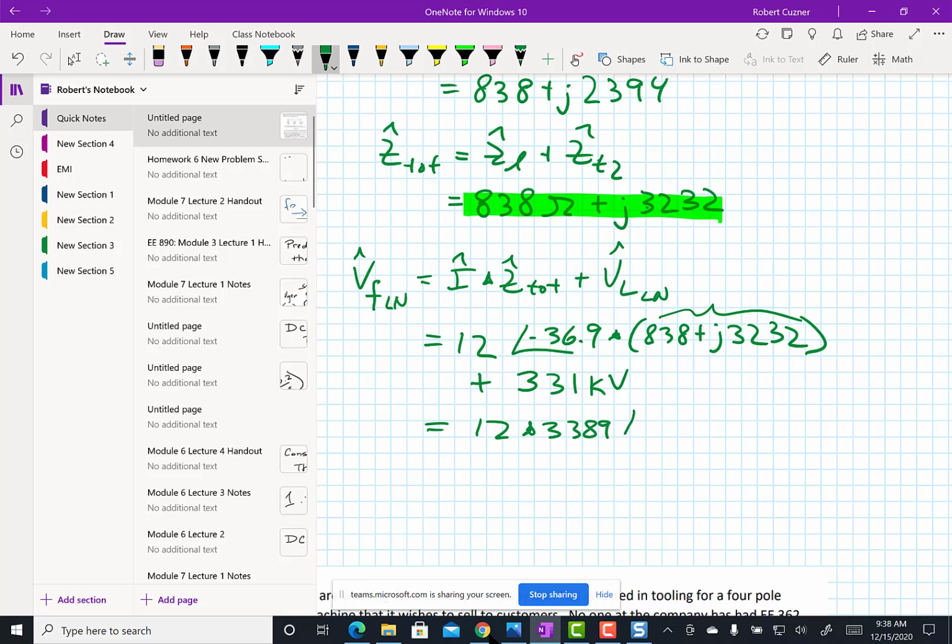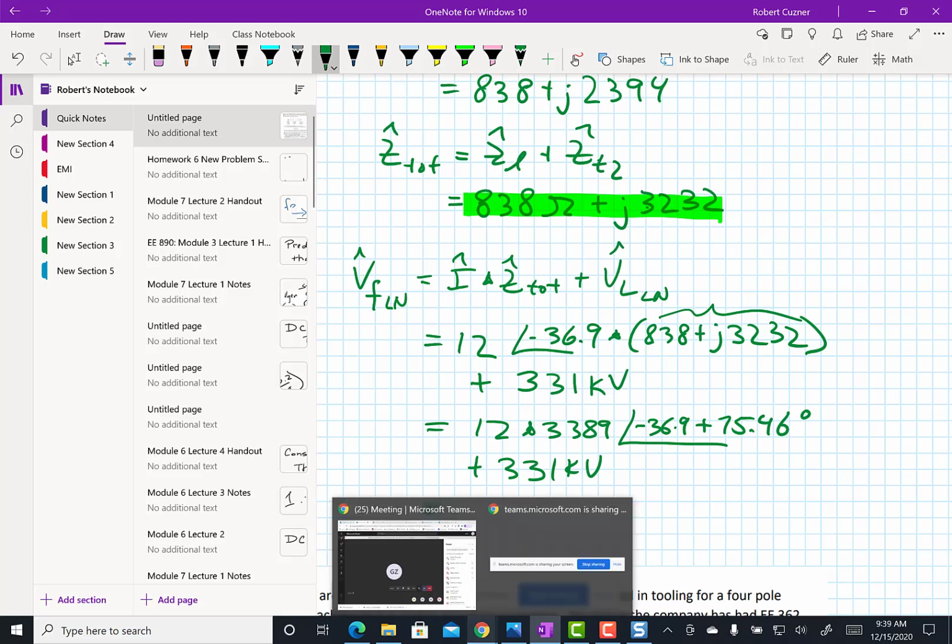And then I've got to find the angles of everything. So I've got negative 36.9. And then I'm going to have a positive angle if I take the inverse tangent of 3232 divided by 838, and that's 75.46 degrees, plus 331 kV. So I'll just simplify that.